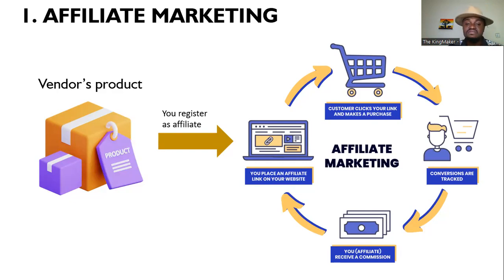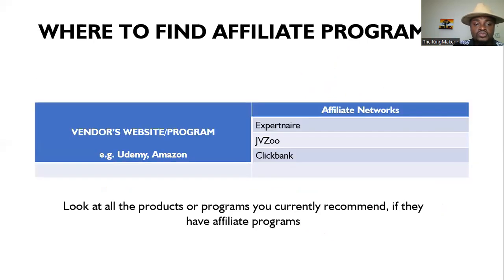So affiliate platforms have different commissions that they pay, ranging from 60% of the sales to 20% to 30% to 10%, as the case may be. So they have various affiliate commissions that they let you know before time that this is how much you are going to be getting as a commission. So where do you find affiliate programs? So first is that you can go to vendors' websites or any program that they are running.